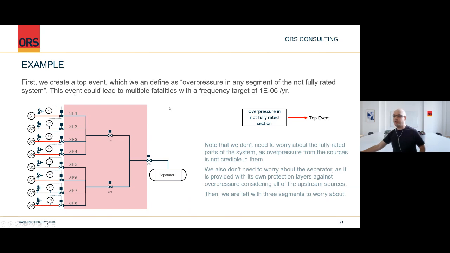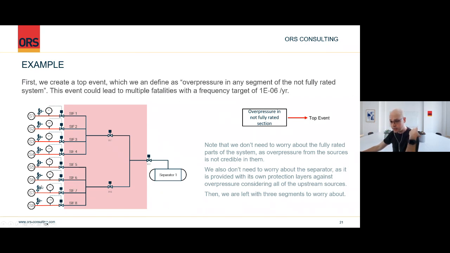So the first thing you have to do is to create a top event, right? And our top event is overpressure in any of the segments that are not fully rated in the system, right? Remember here that your imagination is the limit to how you want to develop this and how you want to organize the tree. As long as it makes sense logically, you can do whatever you want, right? So this is what I've decided in this case.